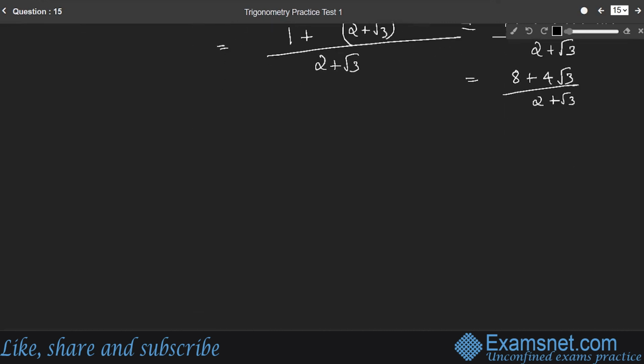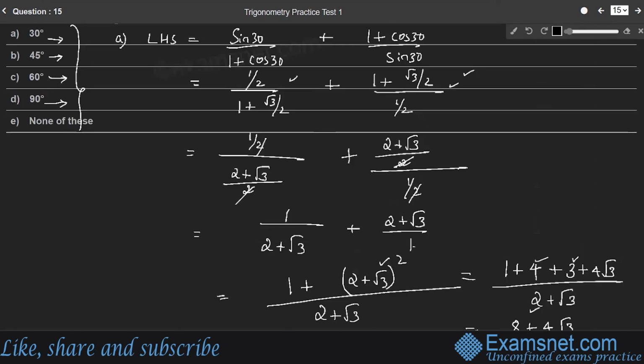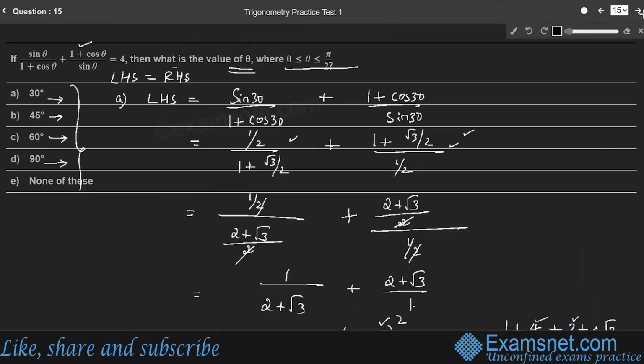And we can simplify, right? So, by taking 4 as common in the numerator part, 4 into 2 plus root 3 by 2 plus root 3. Therefore, we have 4 as the final answer by cancelling 2 plus root 3 in the numerator and denominator. So, we have 4 as the final answer, right? Therefore, if you substitute the value of theta as 30 degree, if theta is equal to 30 degree, LHS will be equal to RHS. That means 30 degree angle satisfies the given equation. So option A is the right answer, right?